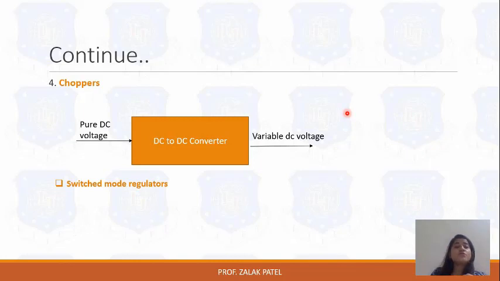So this can be used for the switch mode regulator, and average output can be changed. Why can the average output be changed? Because here you can see that a variable DC voltage will be there as an output, and that's why we can say that we can get the average output by using the choppers.